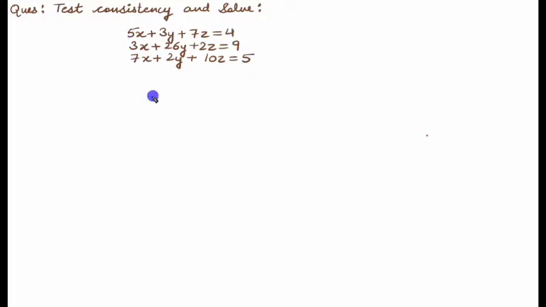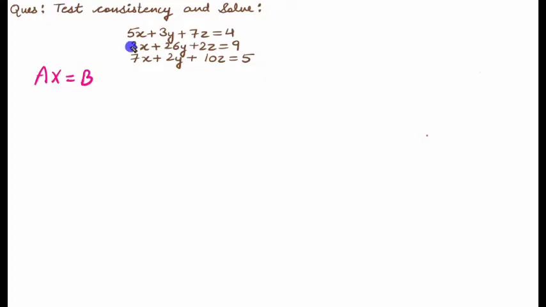So whatever theory we have just studied, we can apply here to find the values of x, y and z. This system is already in its standard form, and after that we will write this system as a matrix equation which will look like this: Ax is equal to B.